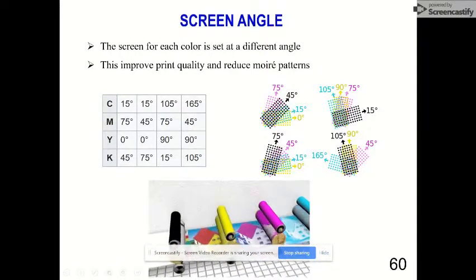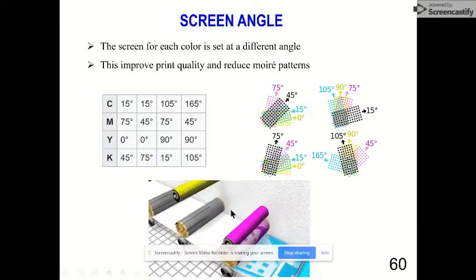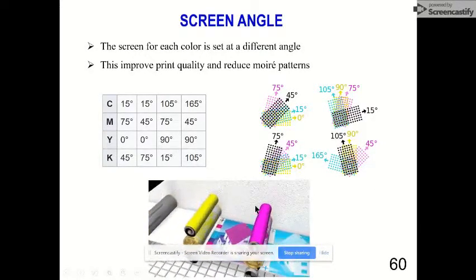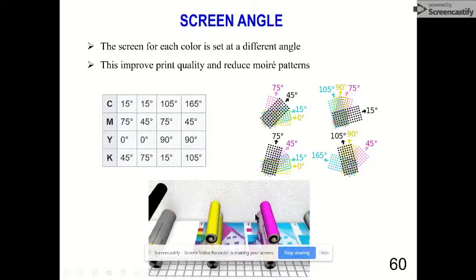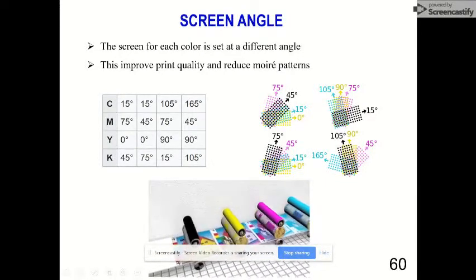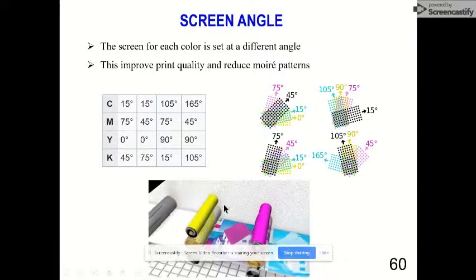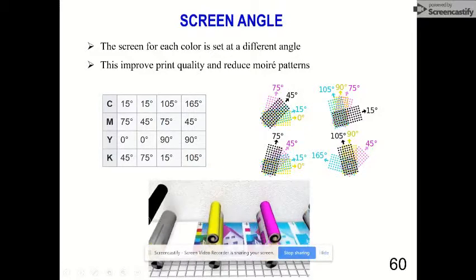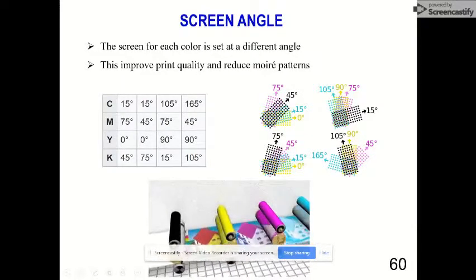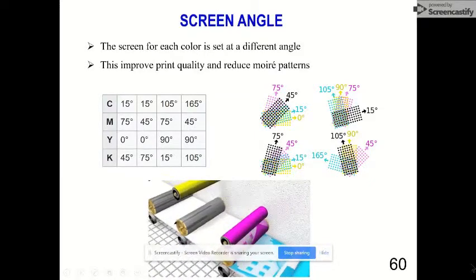So you can see the angle for cyan, magenta, and yellow. If the paper is inserted at 15 degrees through the cyan roller, then for the magenta it should be 75, for yellow it should be 0, for key it should be 45. From this you can observe that the cyan, magenta, and key should have a difference of 30 degrees. The yellow can be at 0 degree or it can be at 90 degree. This will reduce the Moire patterns.